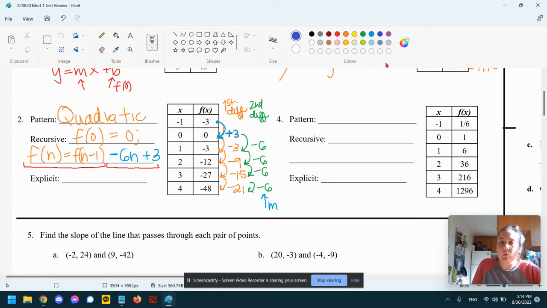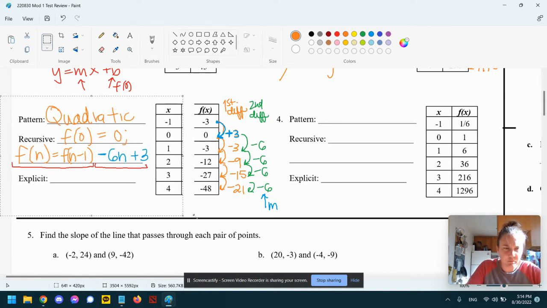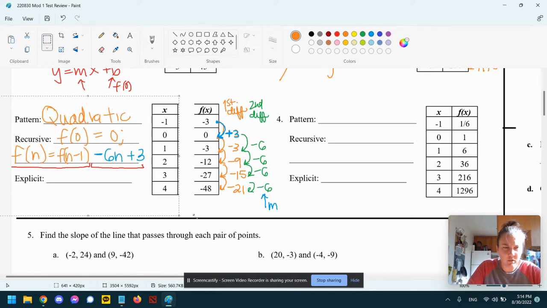For explicit, we kind of get creative, right? If I drag this over, there we go.